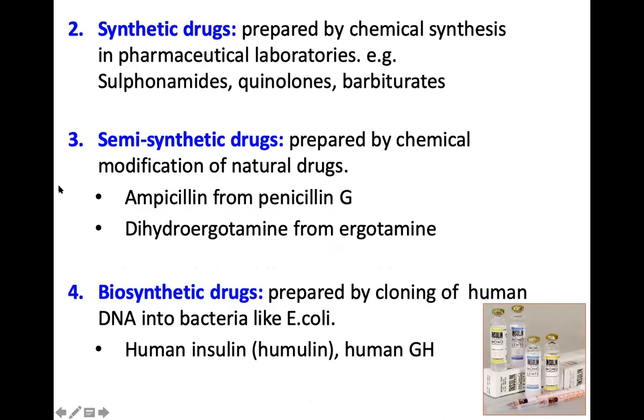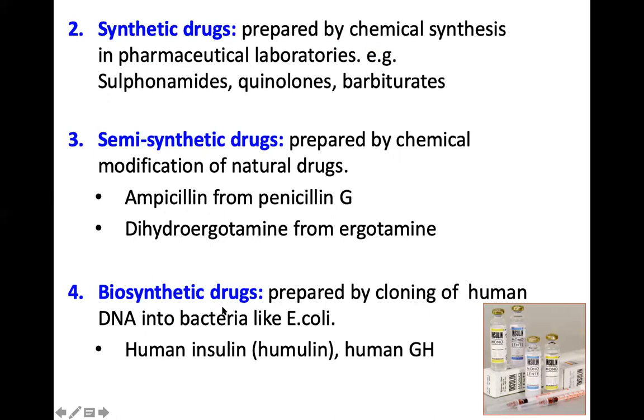Then there are the synthetic drugs, which are prepared by chemical synthesis in pharmaceutical laboratories. And then there are semi-synthetic drugs, that means they are prepared by chemical modification of naturally derived drugs, like ampicillin is derived from penicillin G. Ampicillin is the chemical modification of penicillin G, so as to overcome those factors which are going to inhibit the penicillin.